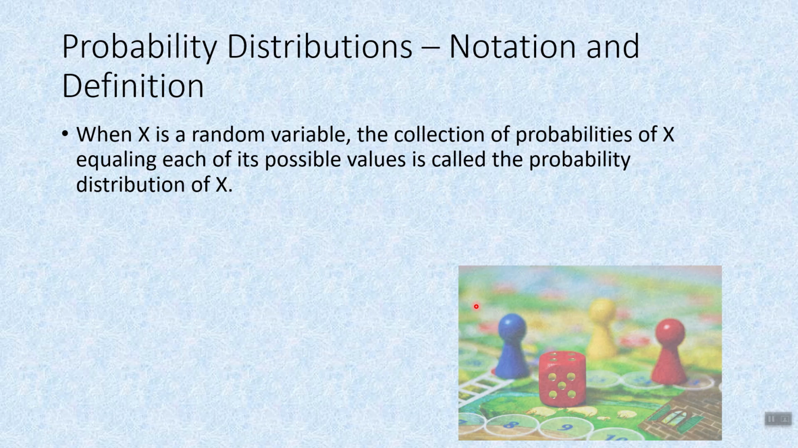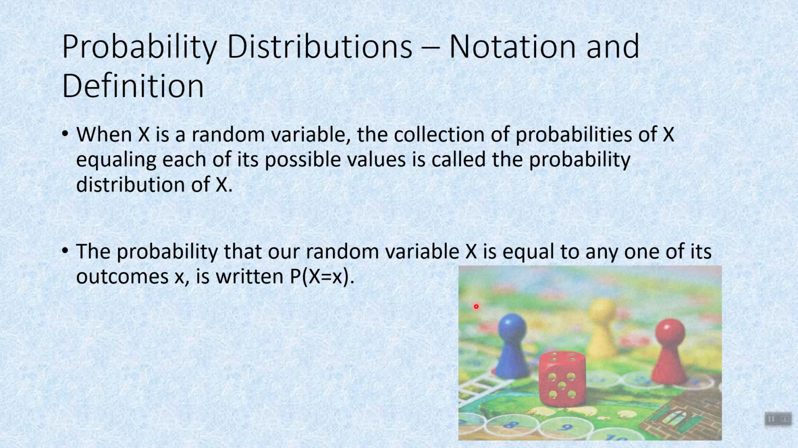Alright, so let's talk about notation and definition first. When capital X, remember capital X is a random variable, the collection of probabilities of X equaling each of its possible values is called the probability distribution of capital X. And we use probability distributions a lot in games. It's how people create games.